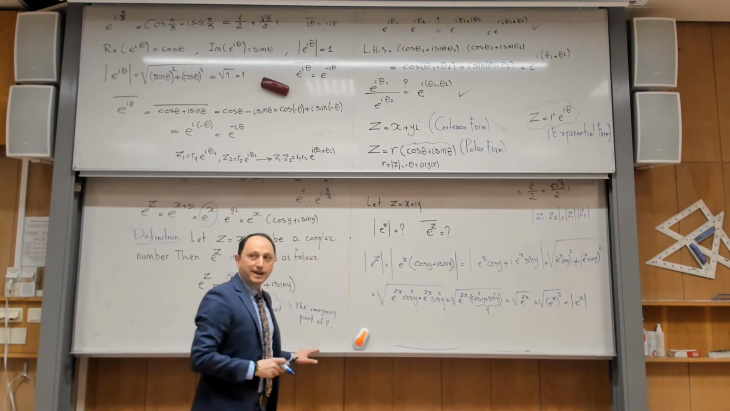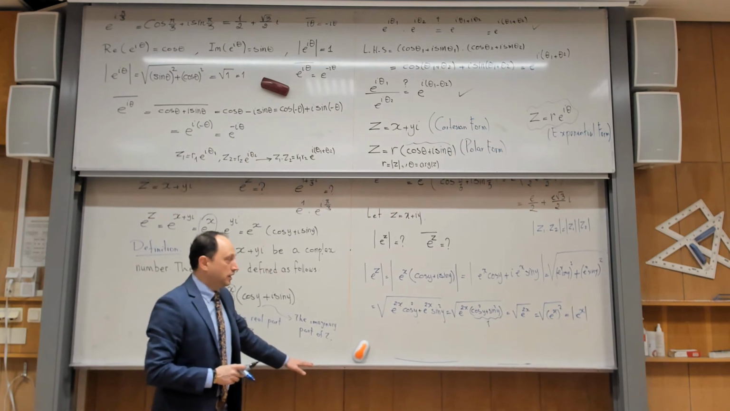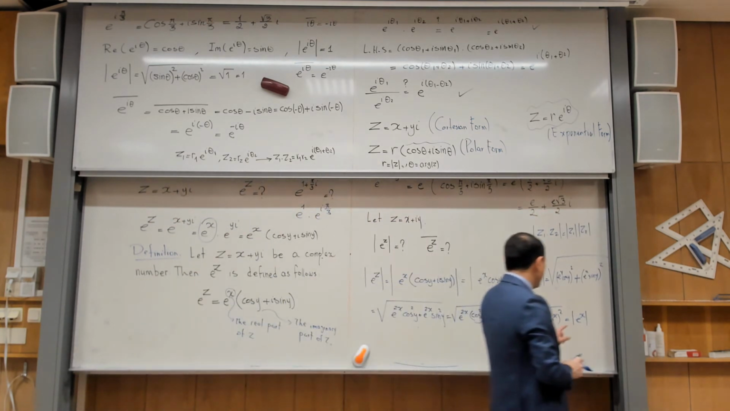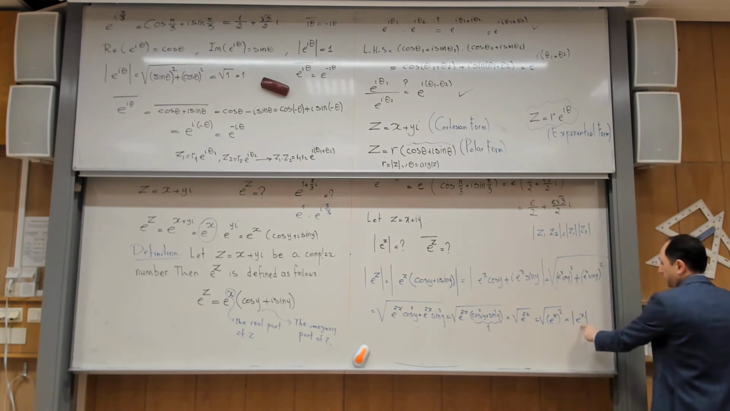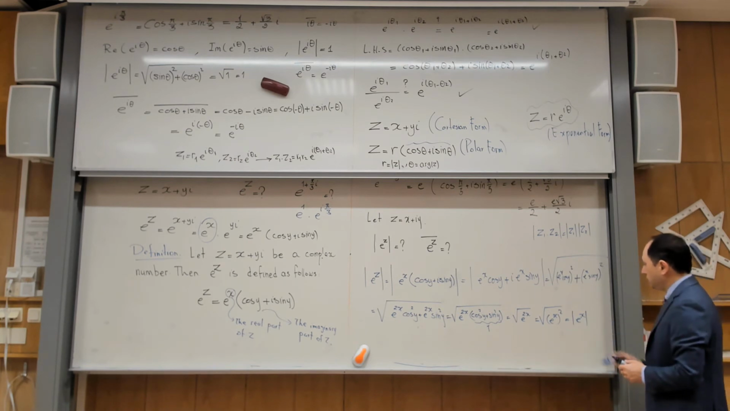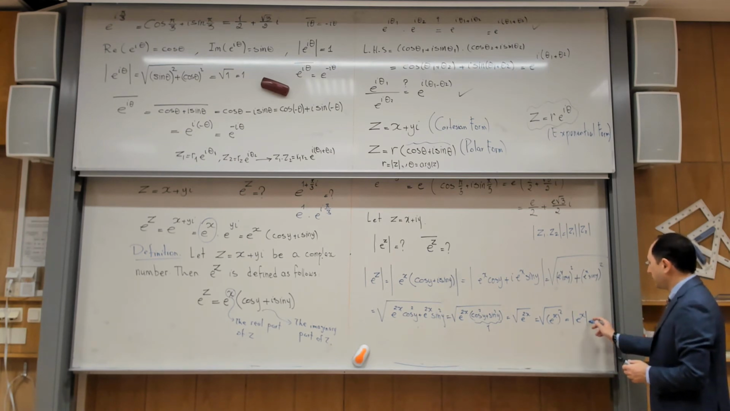But I don't need the absolute value in this case. Why? Because x is a real number. x is the real part. So it's a real number. And e to the power of any real number is positive. So I don't need to have this absolute value sign. This becomes simply e to the power x.